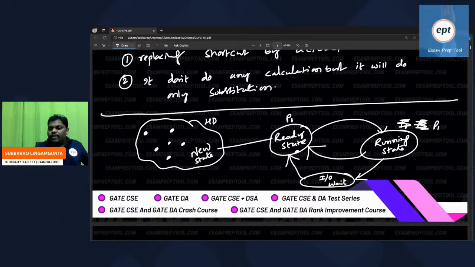Someone, Ashwini, is giving an interesting answer: sir, the loader will load the program from hard disk to main memory. If you don't run it, it stays in the hard disk. Thank you so much for asking.